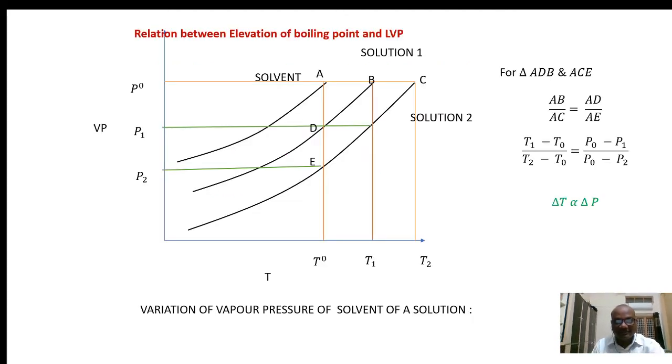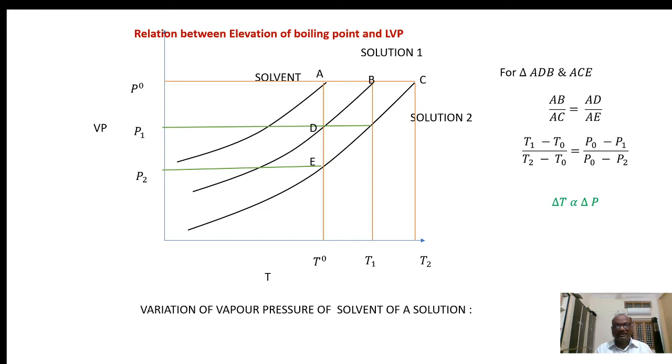In the last class, we discussed the concept of elevation of boiling point, and we derived the relationship between the elevation of boiling point and the molecular weight of the solute from the concepts of thermodynamics. So now we see the relation between elevation of boiling point and LVP. LVP means lowering of vapor pressure. What is the meaning of lowering of vapor pressure?